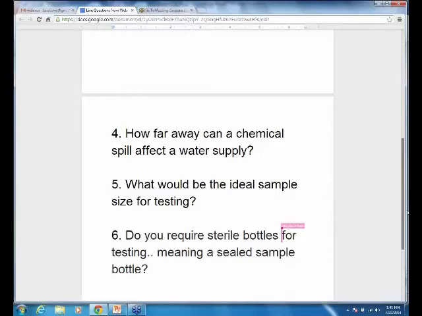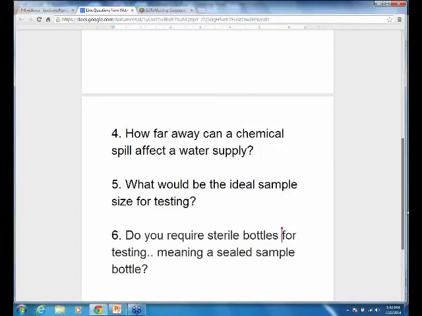So the next question is, what would be the ideal sample size for testing? I'd let Jeremy take this. Usually the lab that you're using will tell you what sample size they need. In general, a quart should be sufficient. Some labs might take one sample for chemistry testing and one sample for biological testing. In that case, it might be more than a quart, but in general, a quart should usually be enough. And again, just check with your lab that's going to be doing the tests and find out how much they require.